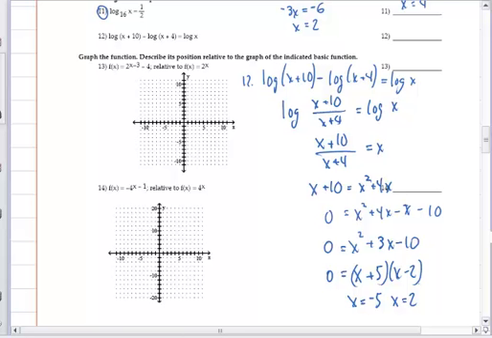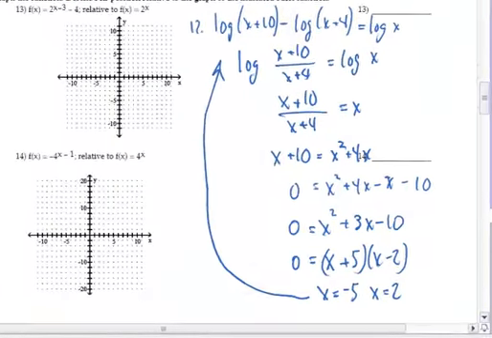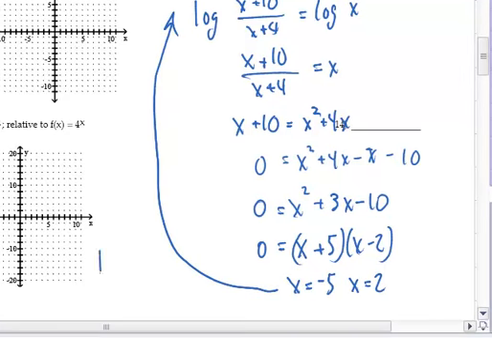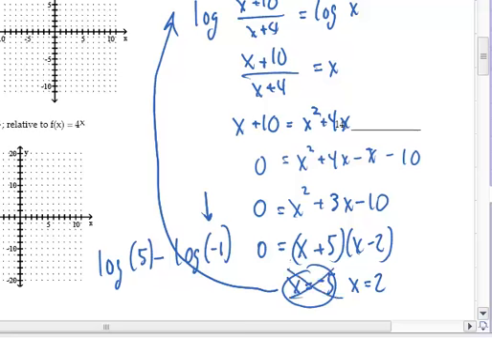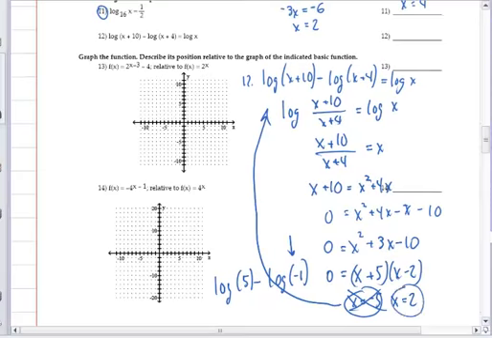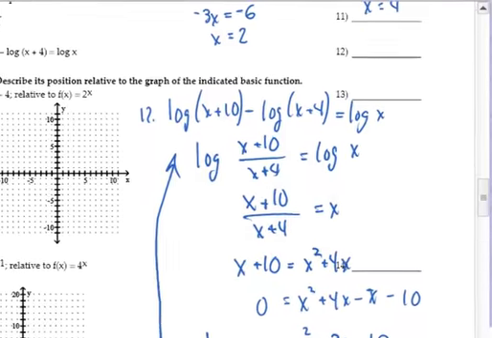Now here's the thing. You need to make sure that when you plug in your answers that they work. And logarithms will work as long as you do not have a negative number inside of the logarithm. So the first one, if I try negative 5, that will result in me using log of 5 minus log of negative 1, and that can't be. So the negative 5 unfortunately is going to have to be crossed out as a solution, but the second solution, x equals 2, will work, because when you plug 2 in, you will not get a negative number.